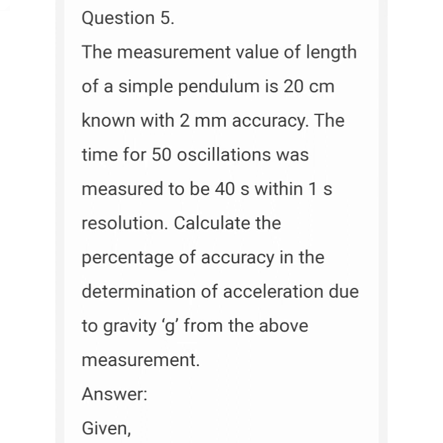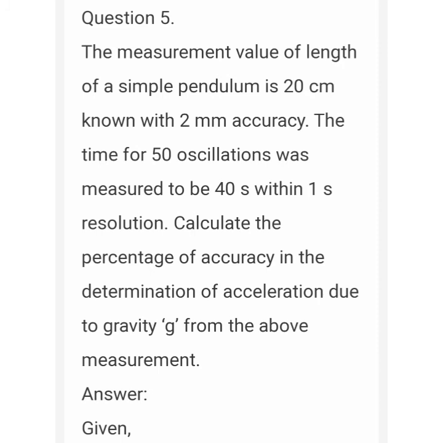So length is given in centimeter. Its accuracy is given in millimeter. Time for 50 oscillations is 40 second within 1 second resolution. So both the time values are given in second only. There is no conversion at all. Calculate the percentage of accuracy. How accurate it is, we need to calculate, in the determination of acceleration due to gravity from the above measurement.